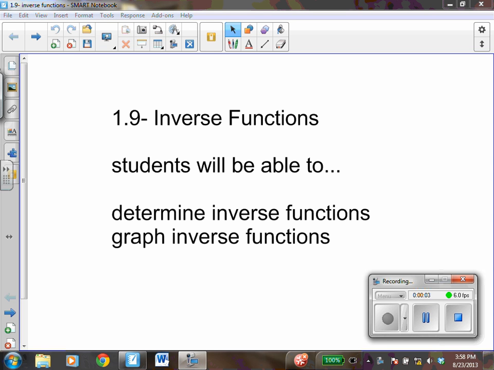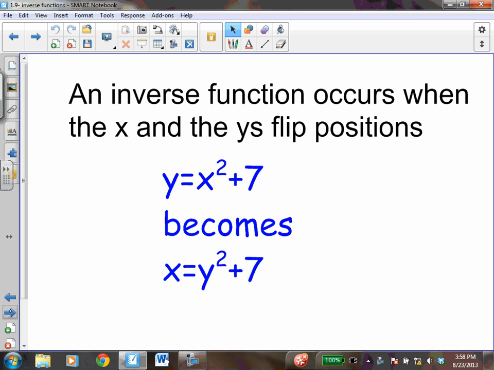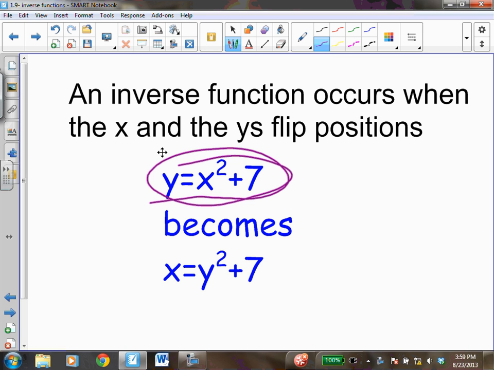All right, class, the last and final section we're going to learn in this unit is about inverse functions. An inverse occurs when the x and the y change positions. So y equals x squared plus 7 would have been our original function. When I change the position of the x and the y, it becomes x equals y squared plus 7.